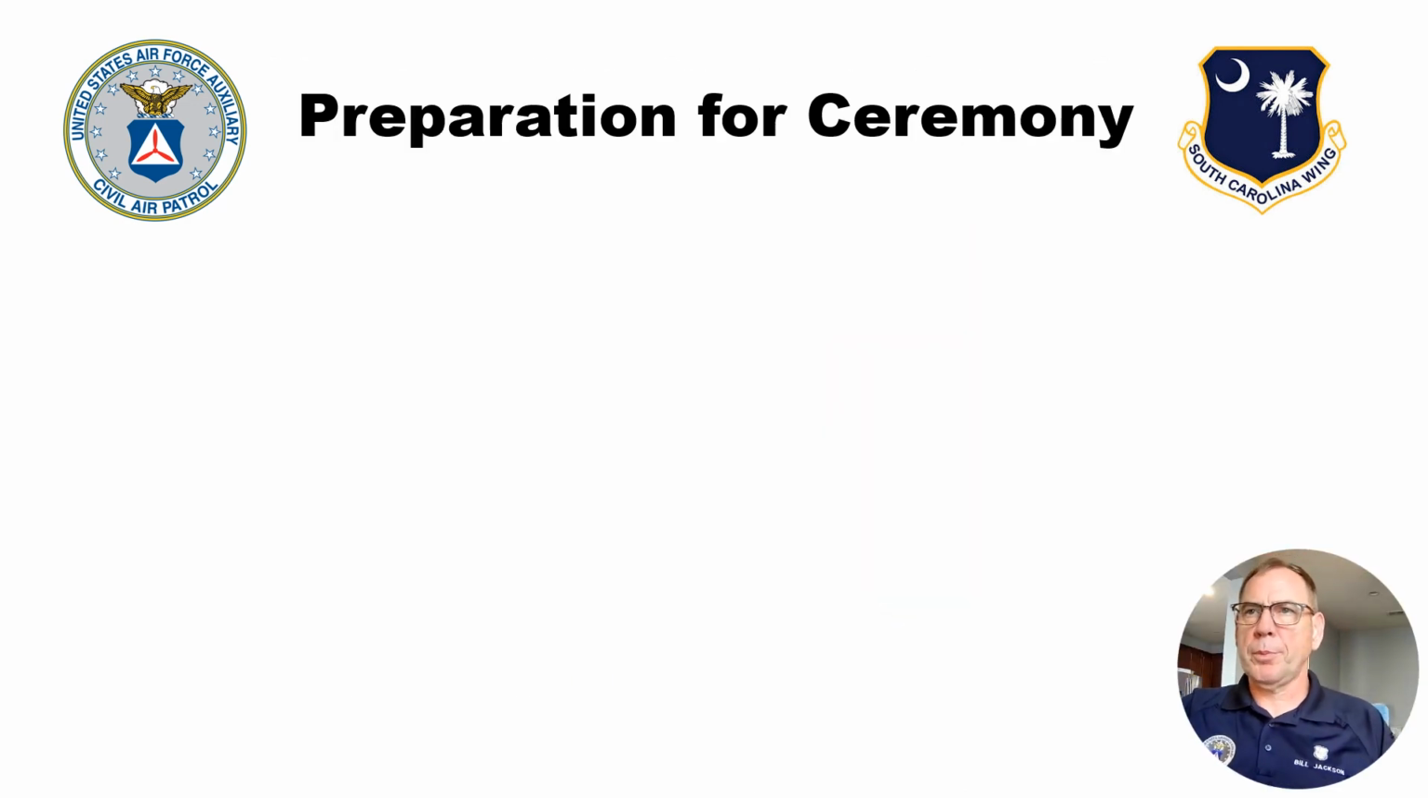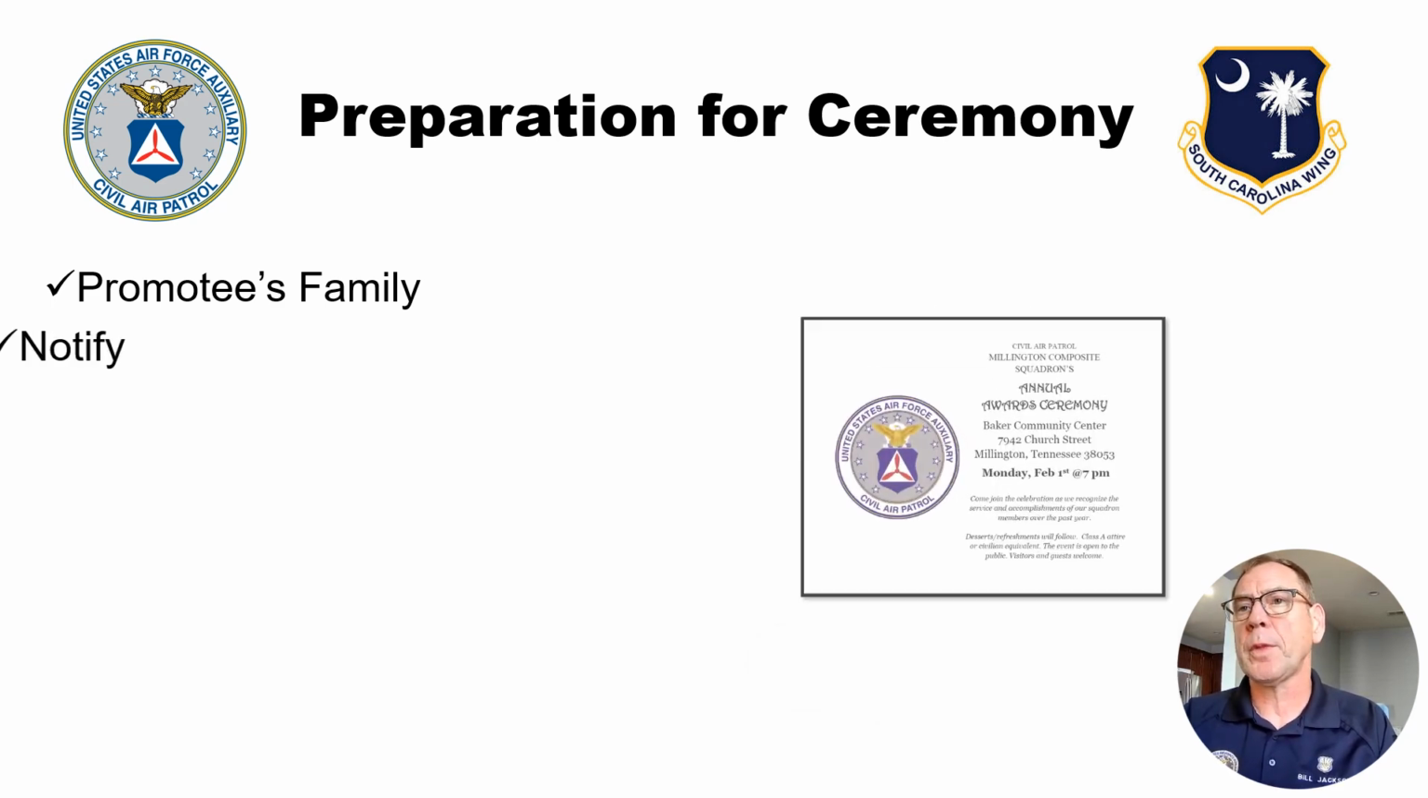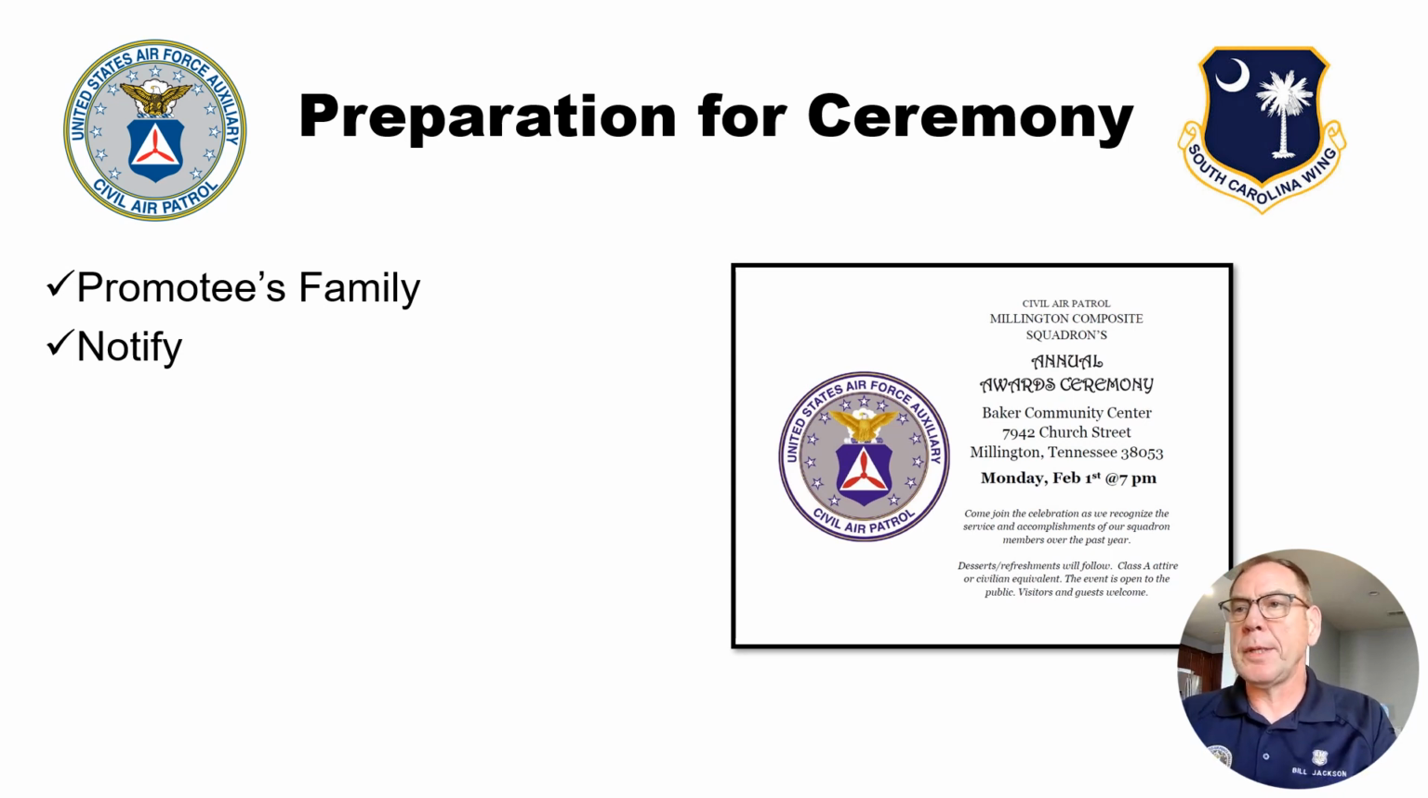So let's talk about preparation for the ceremony itself. Obviously, we're going to have to identify the promotees' families so that they can be invited to the event. Talk to the cadets that are receiving awards or that are getting promoted about who they'd like to have invited to the event. And you want to notify them. That means make sure you send out an email at least a week in advance. My recommendation is find somebody creative, and you could possibly have some invitations created for the event. What's nice about this is once they're done the first time, you just change the dates and names in the future.